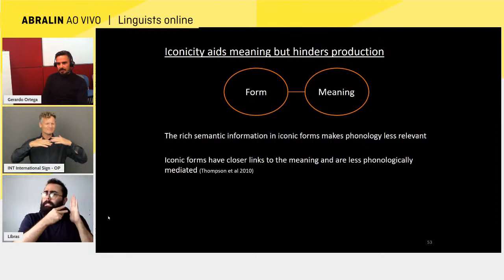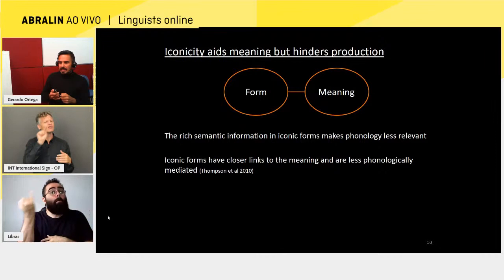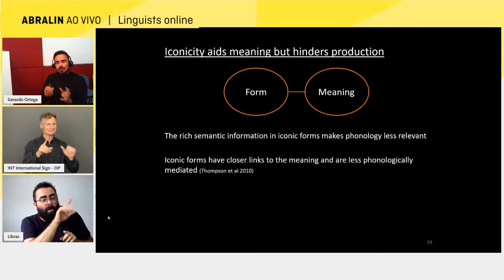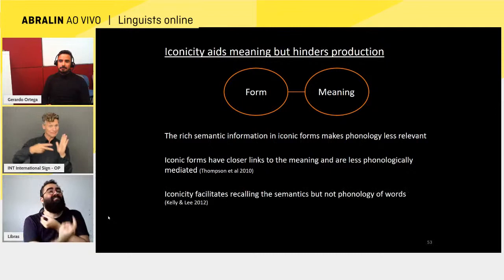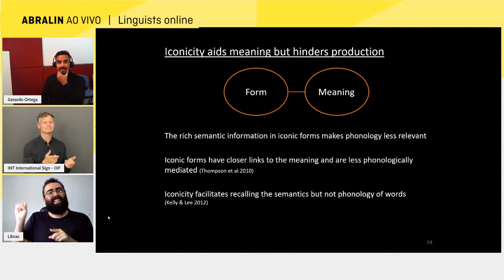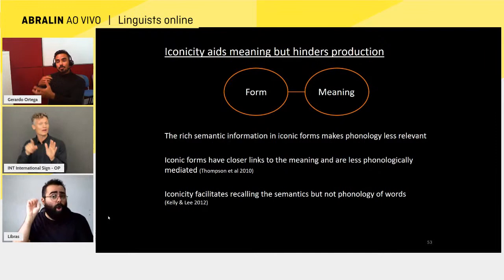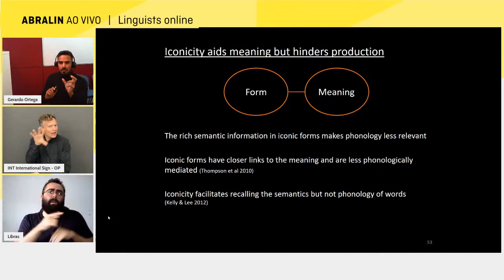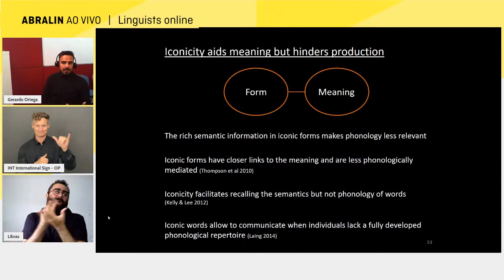And there is evidence from sign language studies that when a task requires making decisions about the form of a sign, iconic signs seem to have an inhibition. Iconicity is very good for semantic processing, but not for phonological processing. In the realm of gesture studies, there is also evidence that when hearing people are learning a second language and are presented with an iconic gesture, iconic gestures help learning the semantics of the word, but they do not help in learning the phonological structure of the word, especially when it's a complex structure.